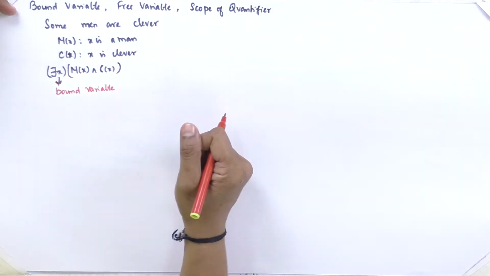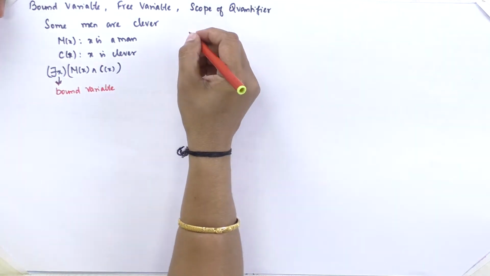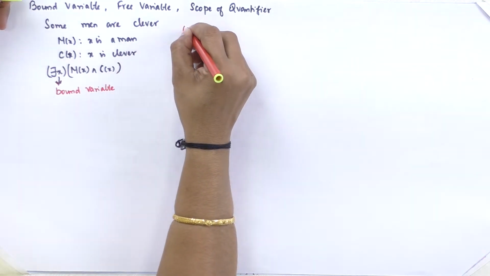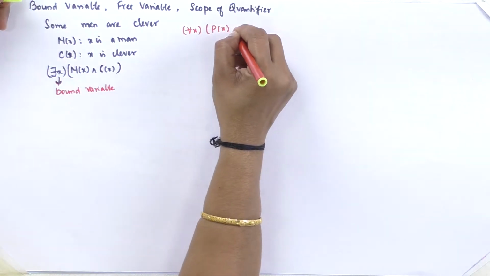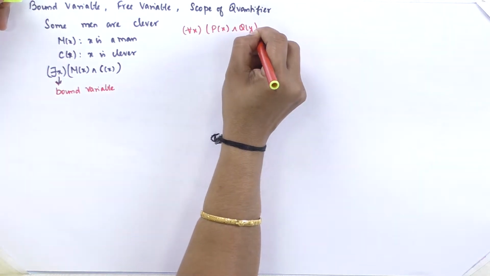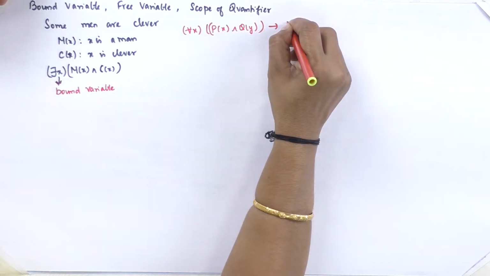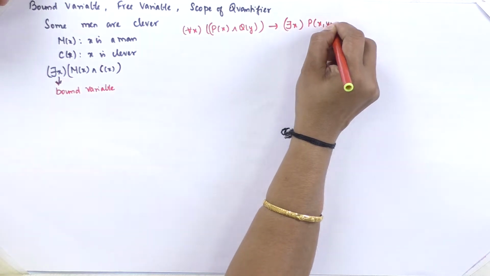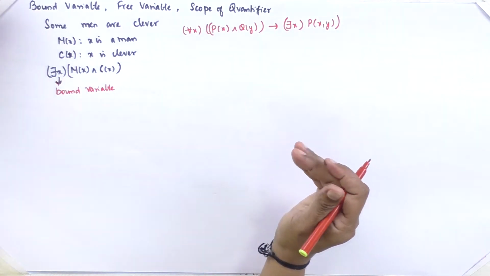Then what is a free variable and the scope of the quantifier? Let me give you another example. Suppose we have: for all x, P of x and Q of y, conditional, there exists x, P of x comma y. Suppose this is the given statement for us, and how do we identify?